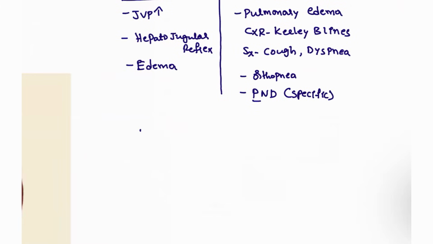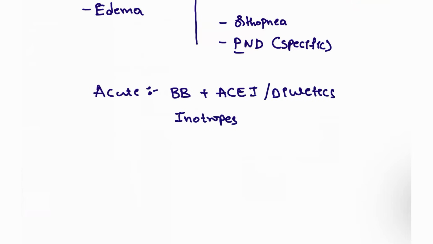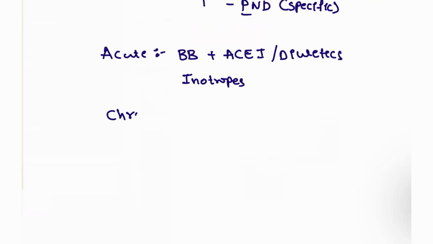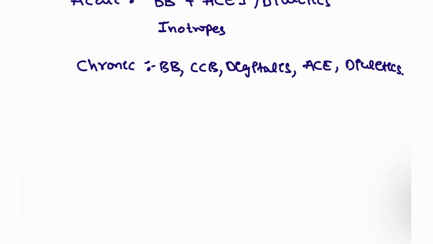What about the treatment? In the acute phase, what we can do is give beta blockers to decrease the heart rate, and to control the hypertension, ACE inhibitors can be given, and also diuretics can be given. In this stage only, we can treat with inotropes also. What about the chronic treatment? In chronic treatment, we are also going to include beta blockers, calcium channel blockers, digitalis, ACE inhibitors, and diuretics. Along with these drugs, the main drug that we have to include is the neprilysin inhibitor.